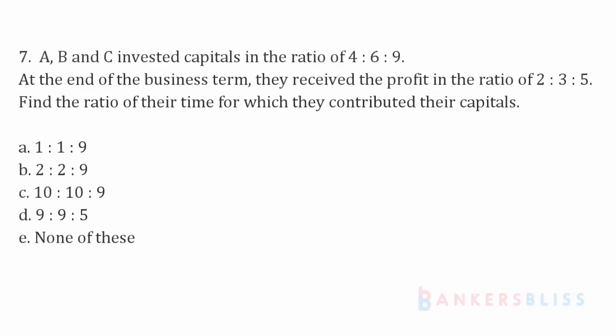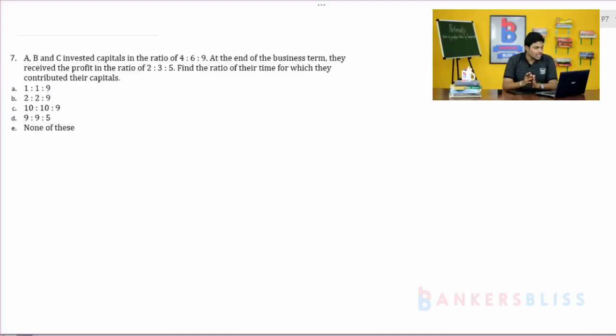Problem number 7. A, B and C invested capitals in the ratio of 4:6:9. At the end of the business term, they received the profit in the ratio of 2:3:5. Find the ratio of the time for which they contributed their capitals. Here they have mentioned the ratio of their investments and the ratio of their profits, but they have not mentioned the ratio of their time period. We have to calculate the ratio of their time period, but we don't know the invested amount, only the ratio of their invested amount.